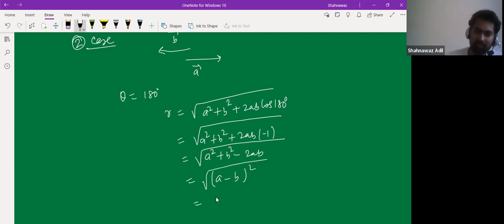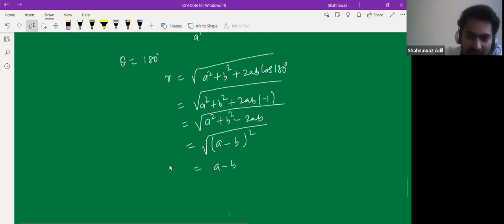And this will be a minus b, plus or minus, which depends upon which magnitude is larger. If your b is larger, then this will be b minus a. If your a is larger, then this will be a minus b. The direction will depend upon the larger magnitude, so whichever has the largest magnitude, the resultant will be in that direction. Okay, so these were the special cases.